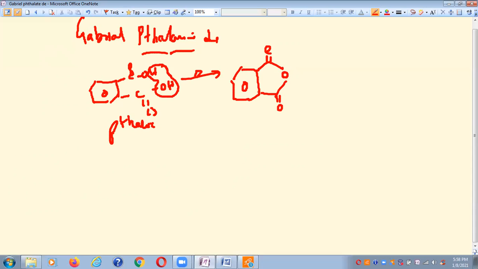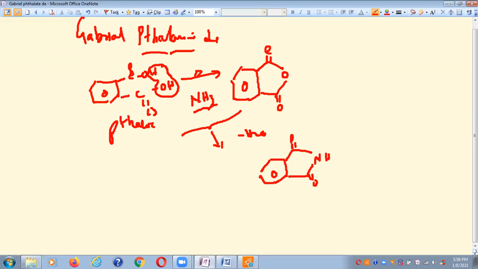When this phthalic anhydride or phthalic acid is treated with ammonia, or you can treat with an amine also, no problem, removal of a water molecule takes place and we get the amide, phthalimide.